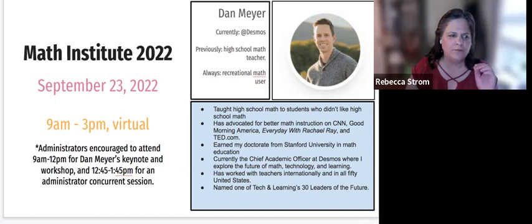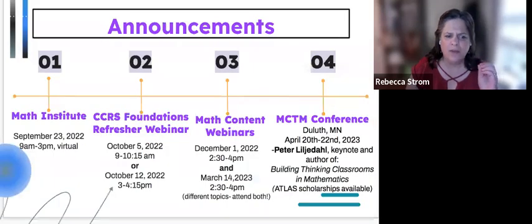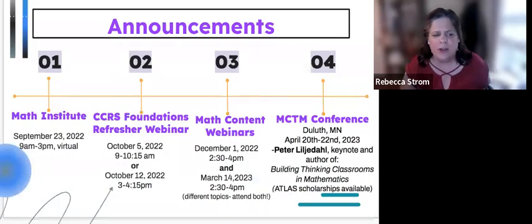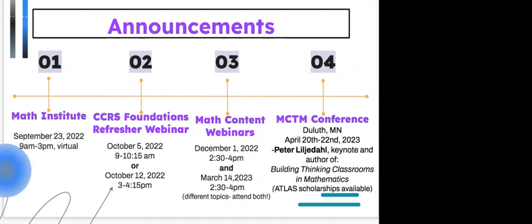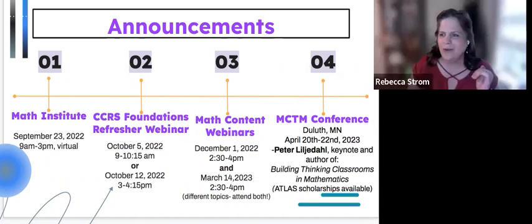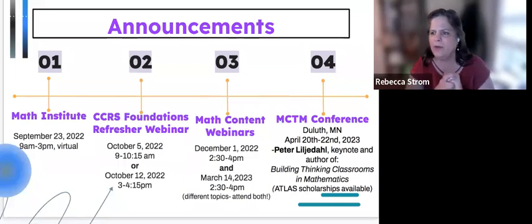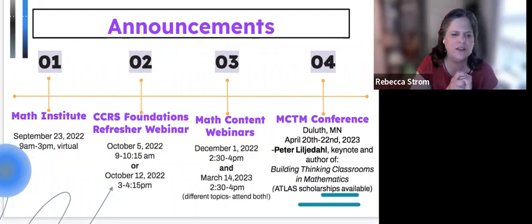It will be awesome. Other things coming up: CCRS Foundations refresher webinars are in October. We've got two math content webinars coming up in December and March. Those are not going to be the same. They're going to be completely different, so worth attending. The March 14th one is going to be on Pi Day, so there's going to be some awesome things. Lindsay posted the link to find out more about registering for Math Institute.